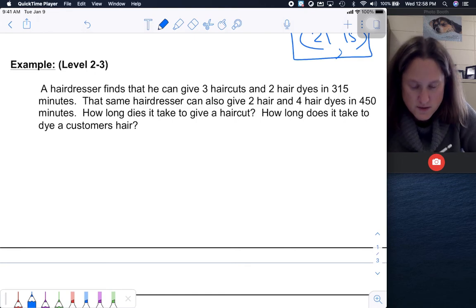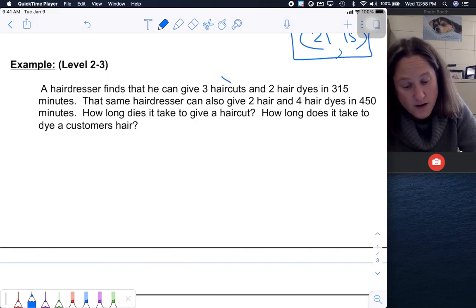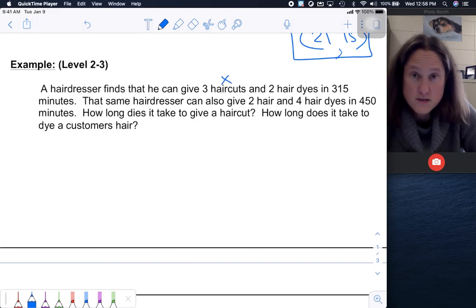So the 2 things that are changing here are the haircuts. How long does it take? Does it take 10 minutes for a haircut? Does it take 40 minutes for a haircut? On average, what does it take? And then how long the hair dyes are.